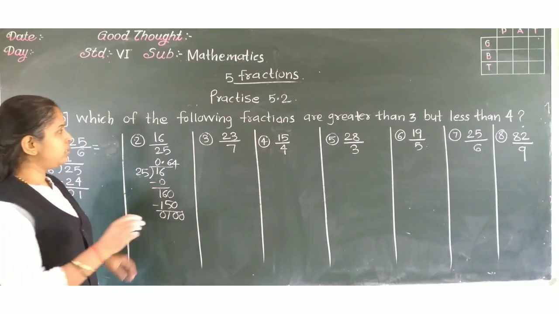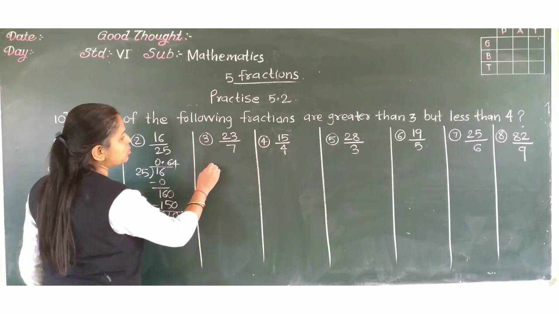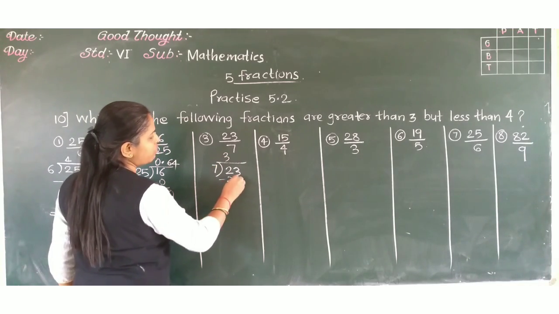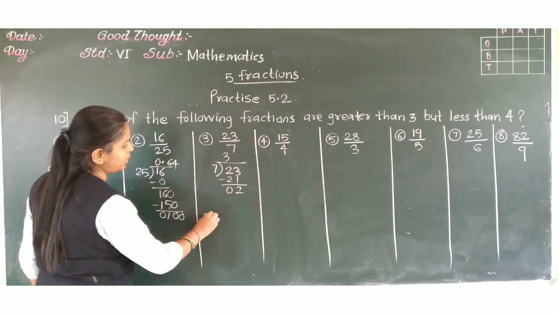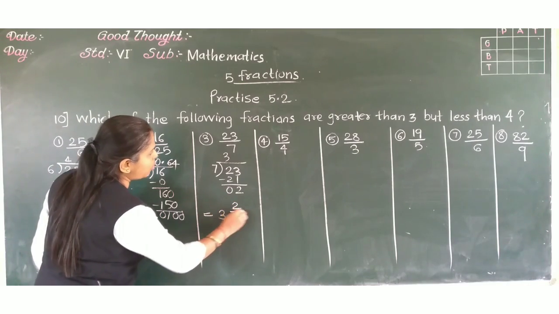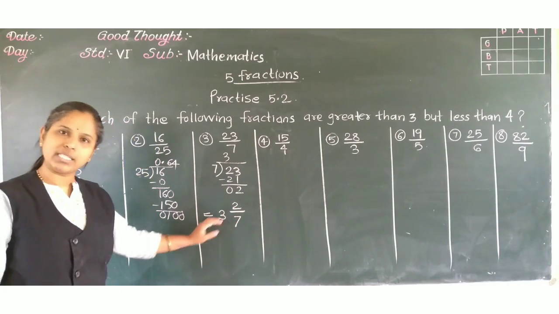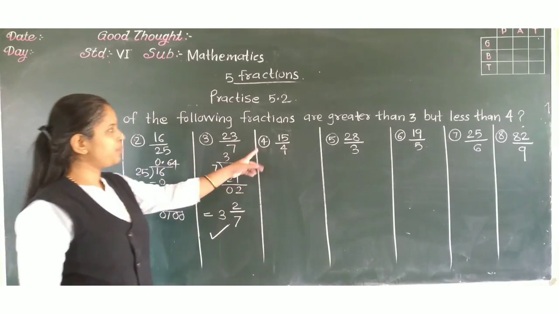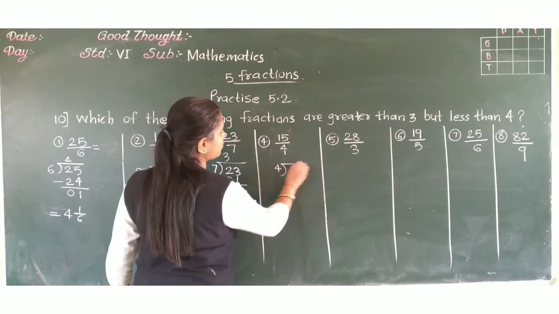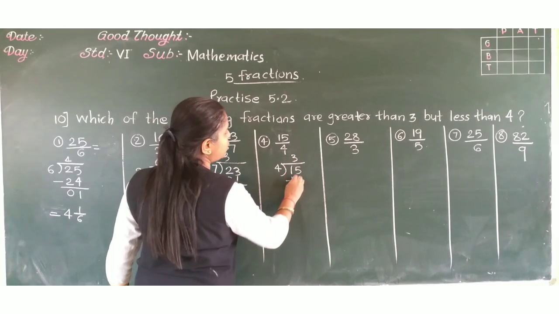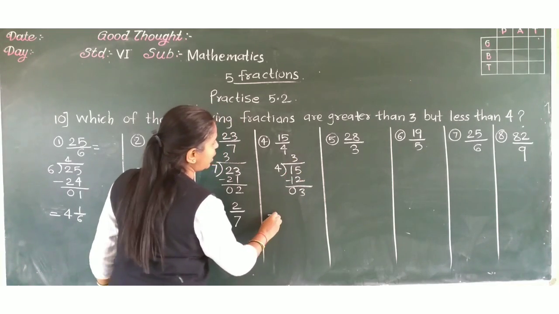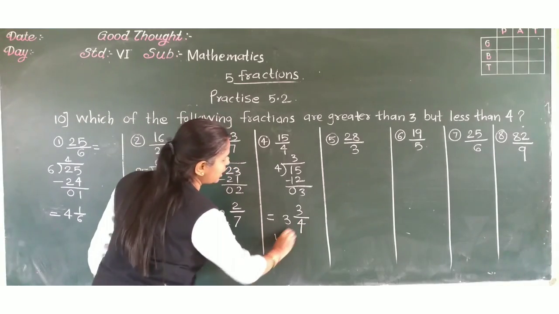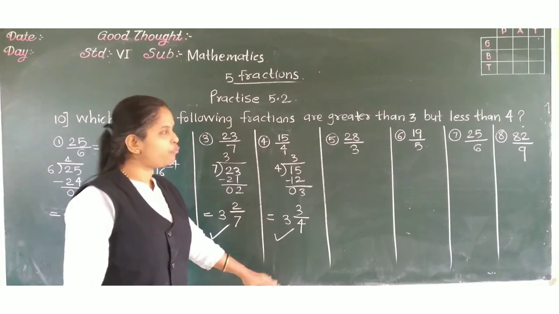Now see here, it is improper. So divide 23. 7 3s are 21. So how to write it? 3 and 2 upon 7. So it is greater than 3 but less than 4. Correct? So yes, this fraction is there. Then divide this. 4 3s are 12. Look at this fraction also. 3 and 3 upon 4. This also, see, is greater than 3 but less than 4.